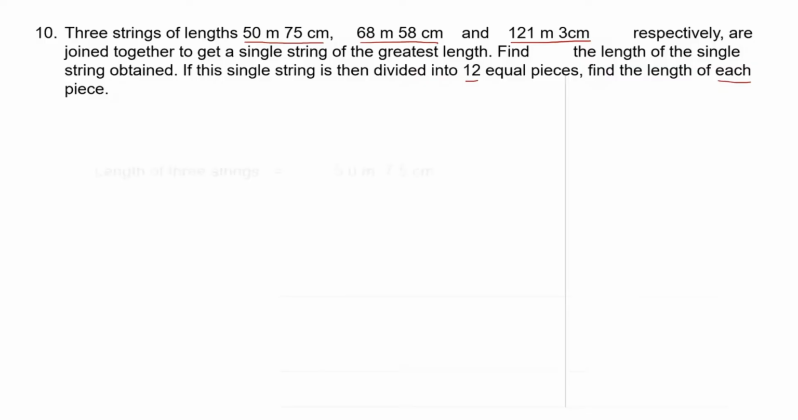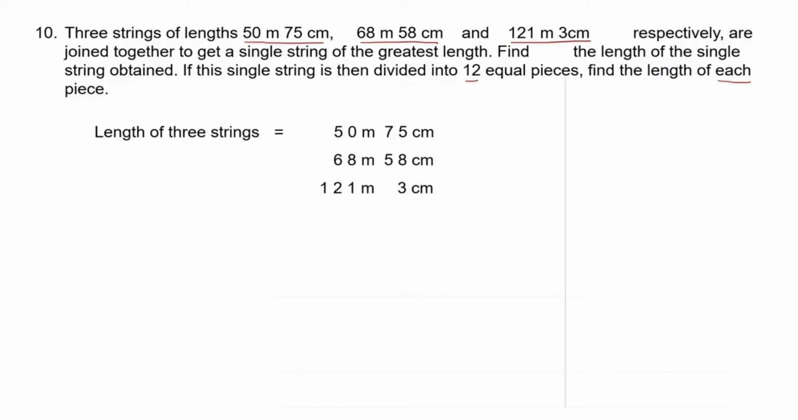Let's start. Length of 3 strings, 50 meters, 75 centimeters. This is the length of the second string. This is the length of the third string. Now we need to find the total length of the string by adding up these values. So let's start our addition. Now here, let me put a 0.